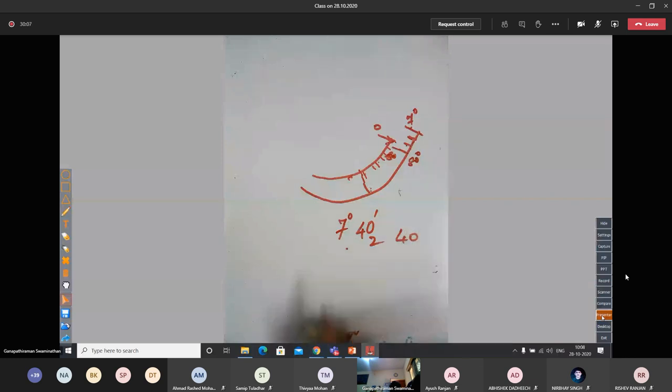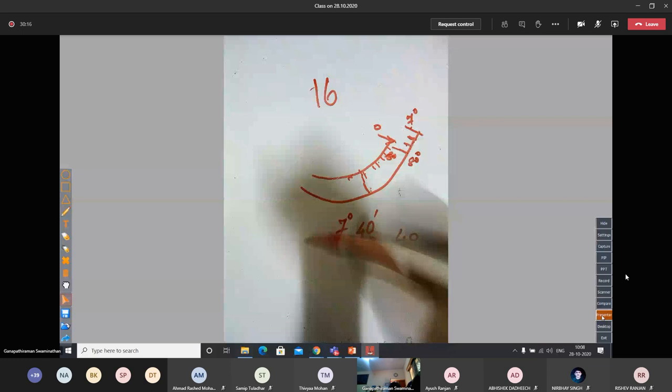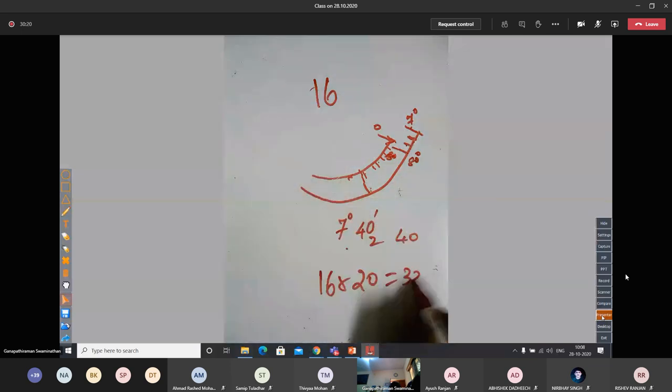Suppose the 16th division of the vernier coincides. So 16 into 20 is 320 seconds. Divided by 60, that is 5 minutes 20 seconds. You get the point?